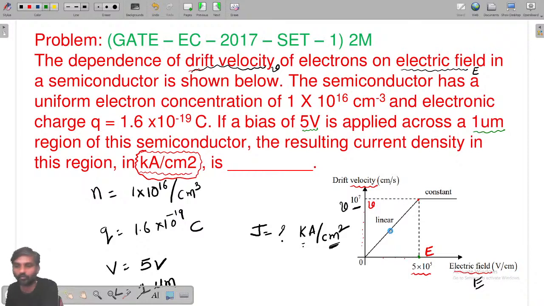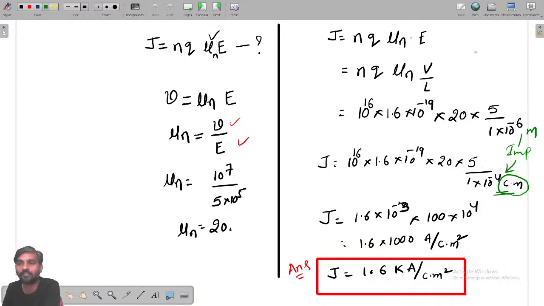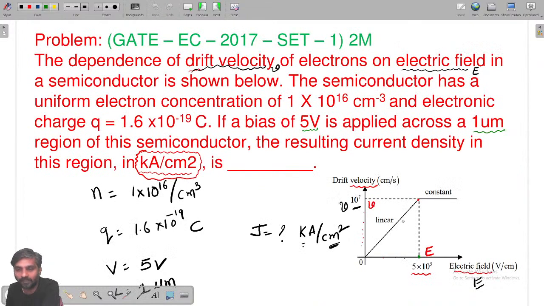So according to you, this V by L we got is going to be 5 into 10 to the power of 4. So he's asking somewhere here for 5 into 10 to the power of 4, not 5 into 10 to the power of 5. Clear? Clear, Krishnaveni? Okay, I will move on.